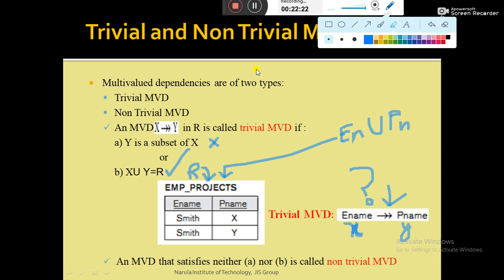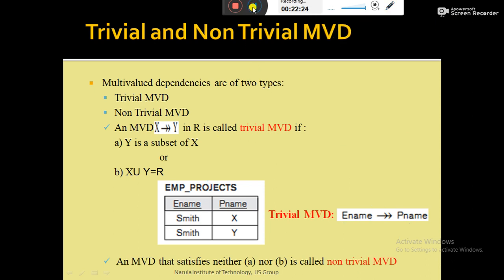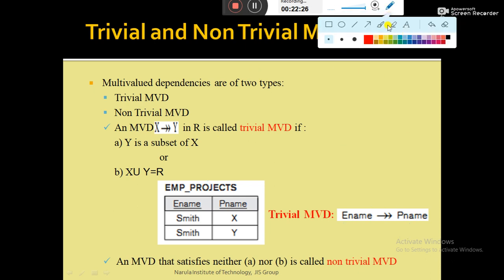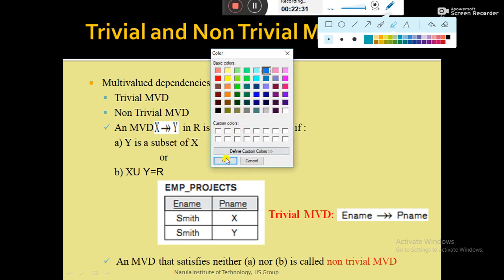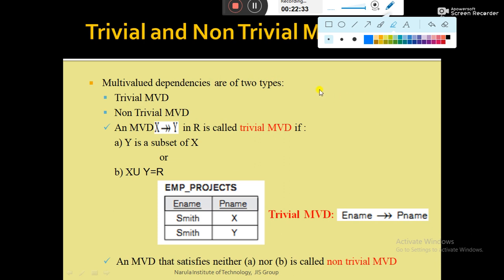Let's explain with another example here. Suppose we have a relation R, and suppose it consists of the following attributes: A, B, C, and D.